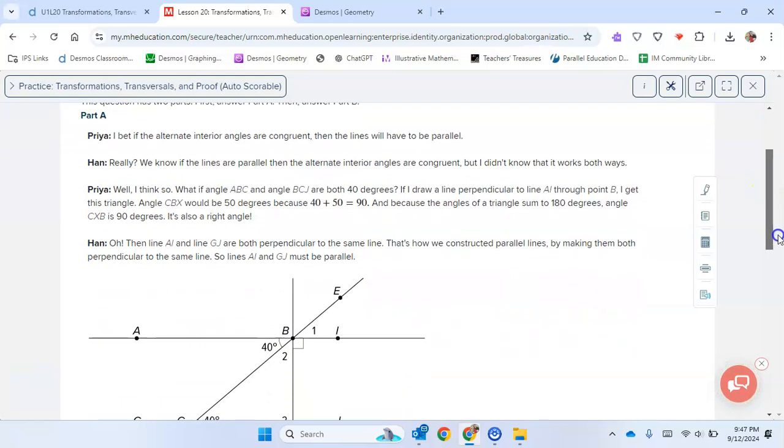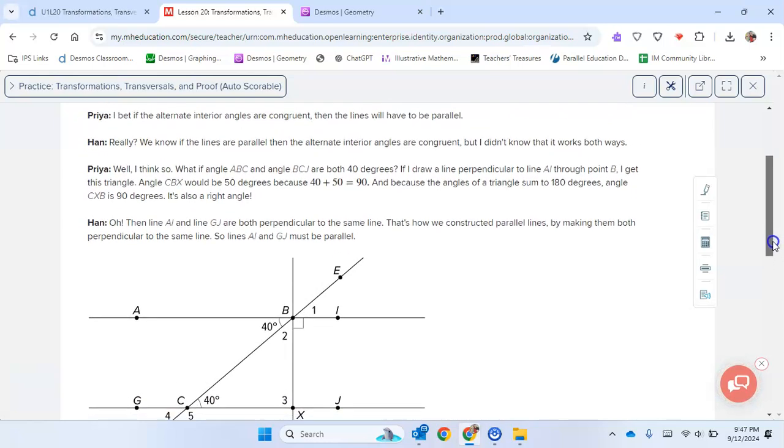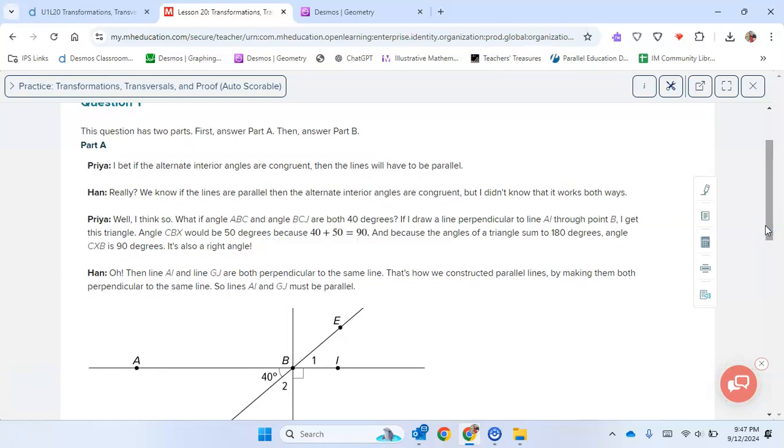Part A. Priya: I bet if the alternate interior angles are congruent, then the lines will be parallel. Han: Really? We know if the lines are parallel, then the alternate interior angles are congruent. But I didn't know that it works both ways. Priya: Well, I think so.